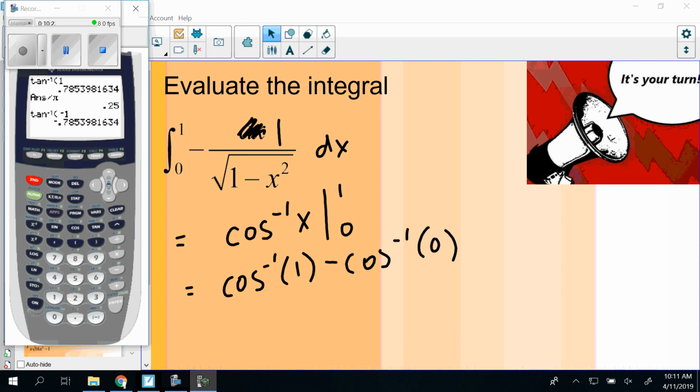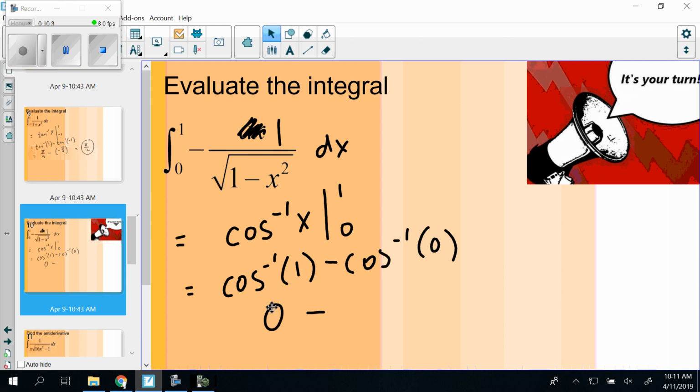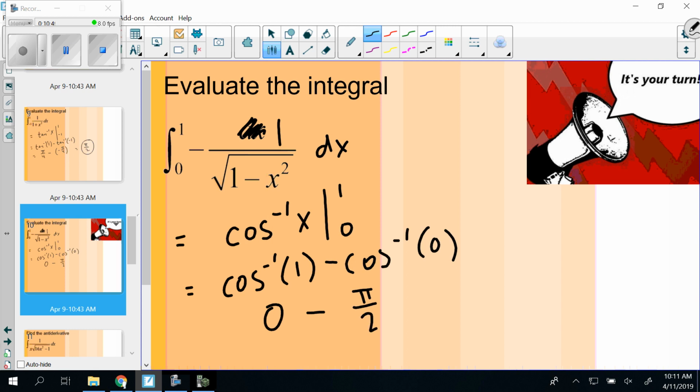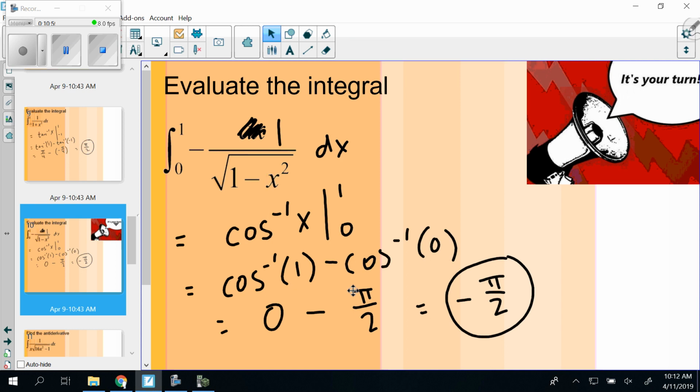On the calculator, doing those here, inverse cosine of 1 is 0. Inverse cosine of 0, you get this, which if we divide by pi, gives us the fraction of 0.5 or 1/2, and so this is pi over 2. And so the answer for this one would be negative pi over 2, which tells us most of this area on this graph is probably underneath the x-axis, which is why it came out negative.